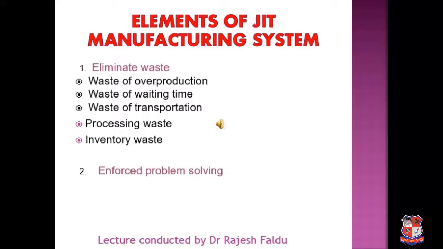The second thing which one needs to focus upon if one wants to implement a JIT system is enforced problem solving. When we talk about enforced problem solving, we mean that there are no safety factors here, as every item is expected to meet quality standards. Enforced problem solving also means every item must arrive at the right place and at the right time, and every machine must function without breakdown. So there is no problem, and goods are produced in the right quantities at the right time and right place and delivered to the customer as and when demanded.